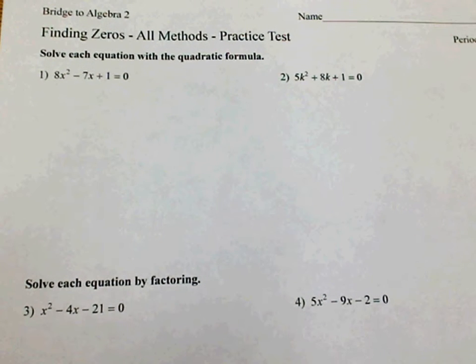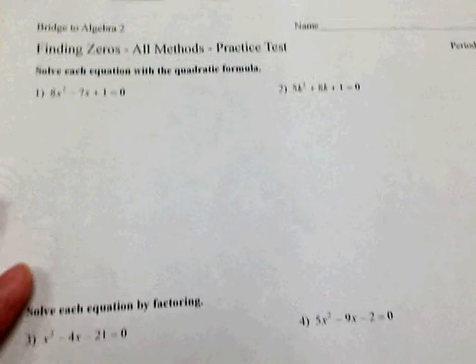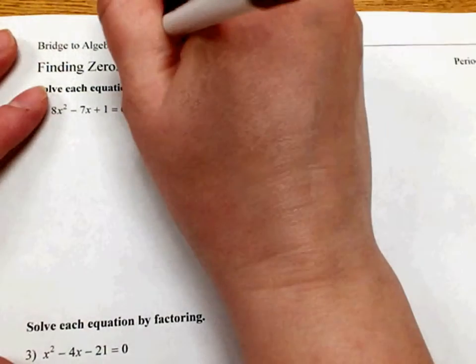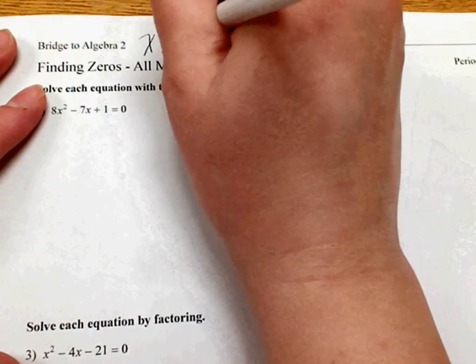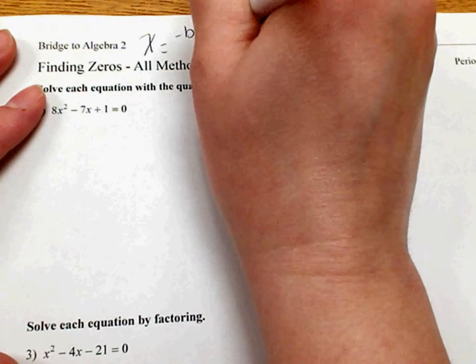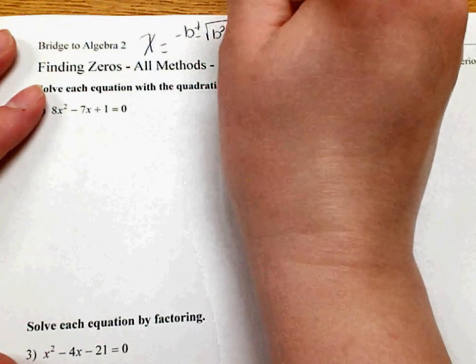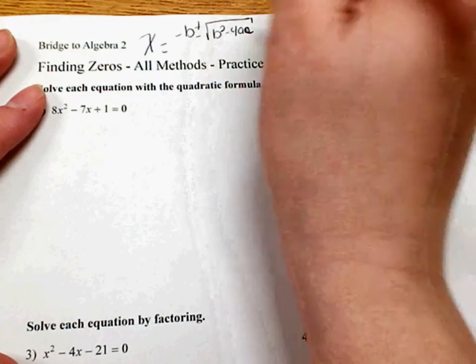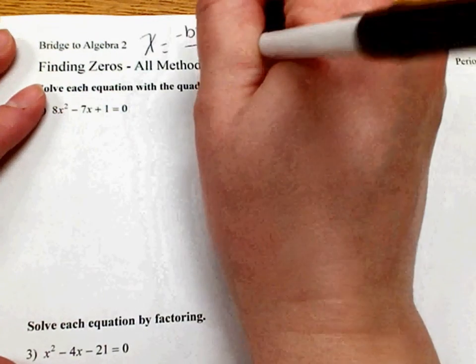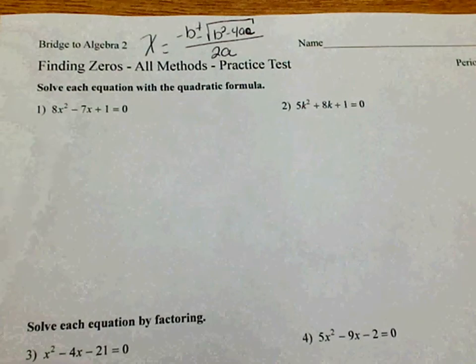It says to solve each equation with the quadratic formula. So I would recommend that you start off your test by writing the quadratic formula at the top of your paper. X equals negative b plus or minus the square root of b squared minus 4ac. That's a c. I don't know why I wrote a twice. All over 2a.